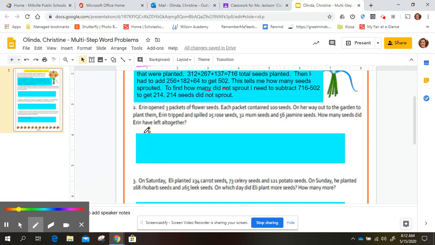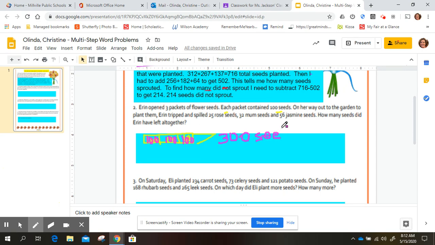All right, so we know that Erin starts with 3 packets. So in my tape diagram, I would have 3 boxes. And each packet had 100 seeds. That means in each box, I would have 100. Most of you know pretty easily that this is not a good color to write with on that, but 100 is in each box. And if I wanted to know that total number of seeds, 100 plus 100 plus 100 would be 300 seeds altogether.